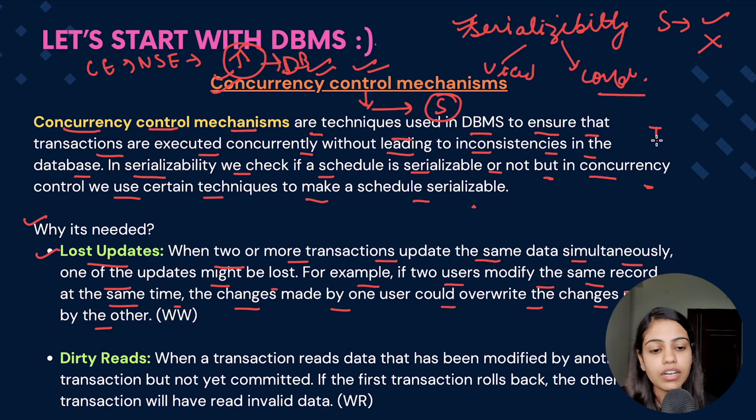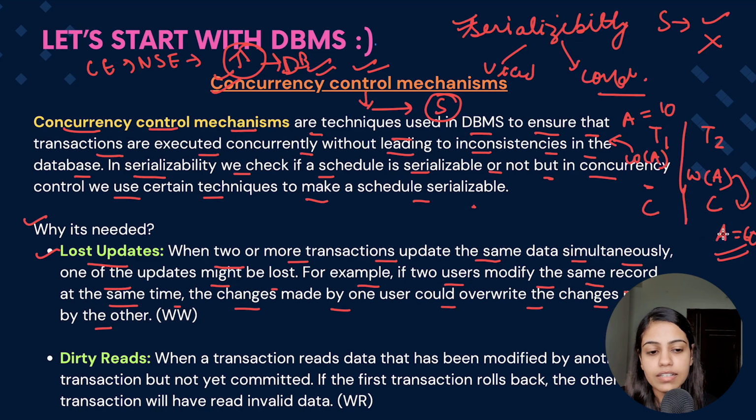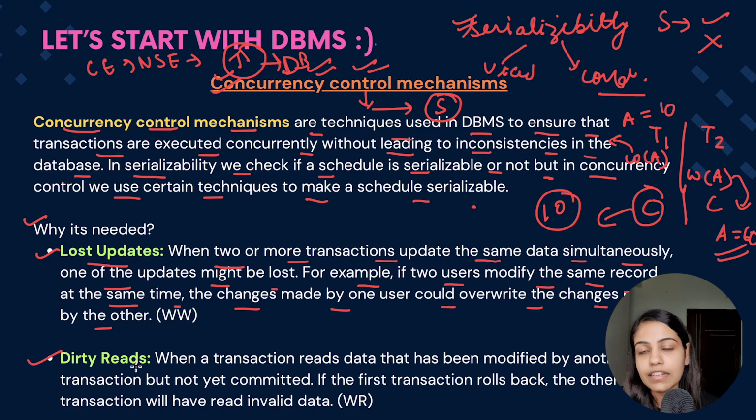Consider that there are two transactions T1 and T2. T1 is performing a write operation on A and T2 is again performing a write operation on A. T2 commits. Here the updated value of A is considered 10 for T1 and 60 for T2. So the value of A is committed at 60. But after this T1 also commits, so the final value of A updated in our database would be 10. You can see that there is some inconsistency arising, and the changes made by one user could be overridden by the changes made by the other user. Now coming to the second, that is dirty reads.